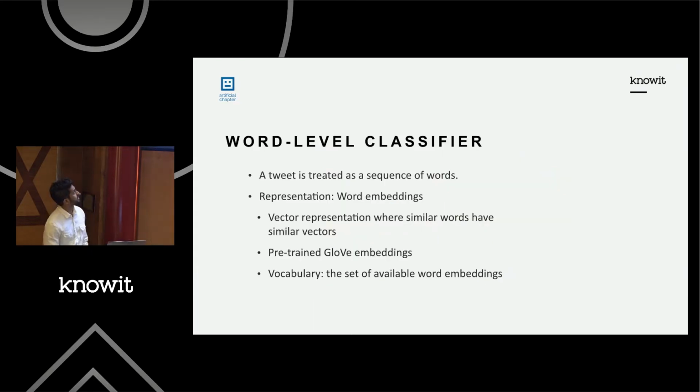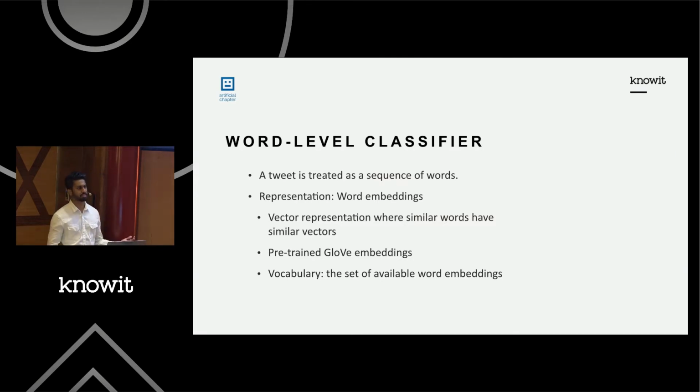In the word level classifier, we did things a bit differently. Here a tweet is treated more as a sequence of words. As a representation, we used something called word embeddings, which are vector representations where the relationship between words are captured. So with this technique, semantically and syntactically similar words will appear close together in vector space.